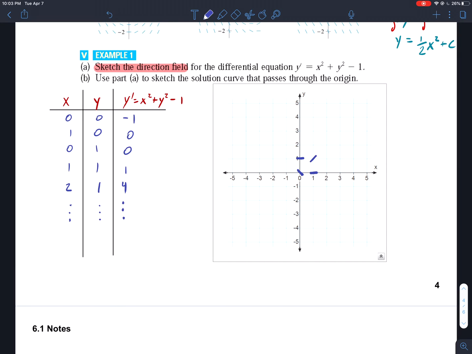At 2, 1, I have a slope of 4. So that's pretty steep, actually. Slope of 4. All right, and that's as far as I went. So there we go. Again, we could keep going. We could fill this thing up.